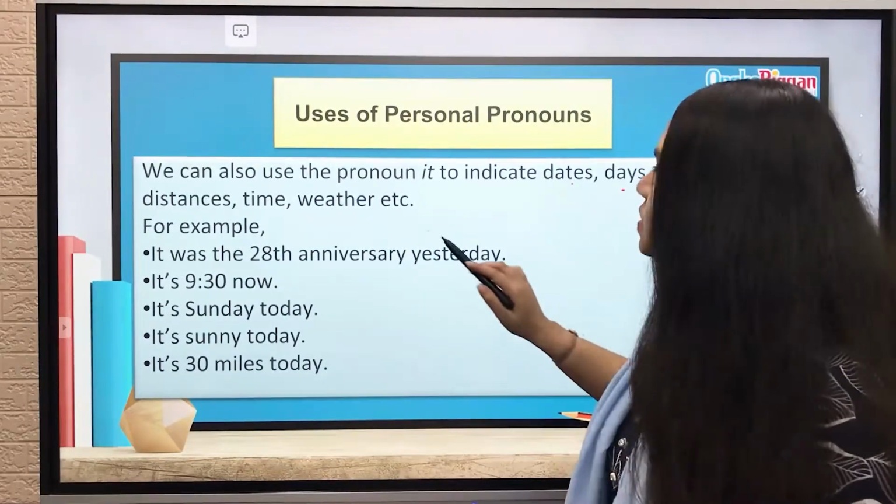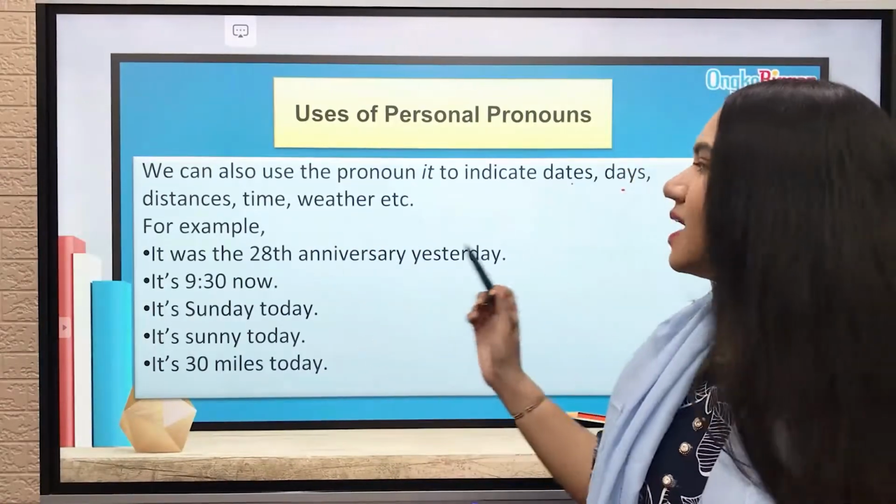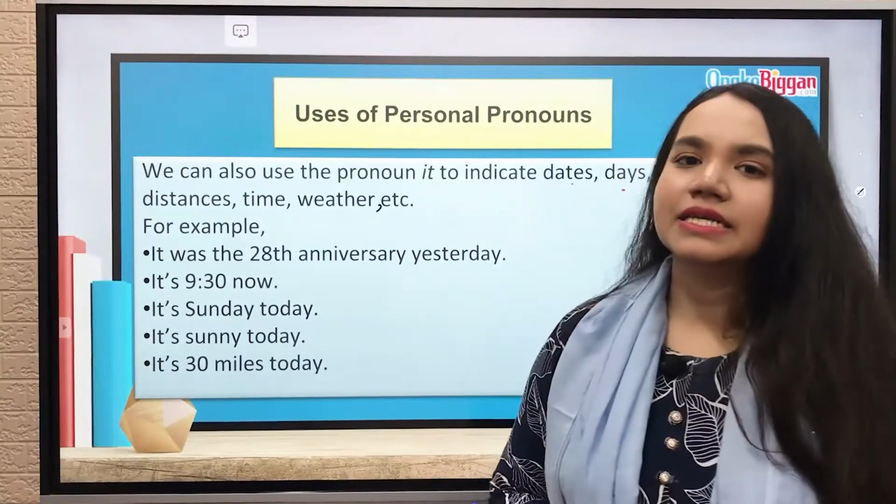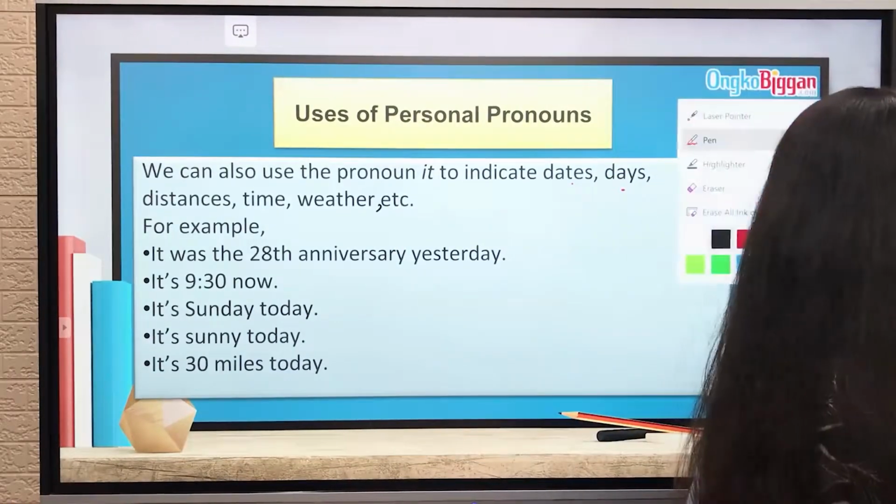And another thing we need to know is that whenever we write everything down as a list, right before the word etc., it also needs a comma, which a lot of people do not know.